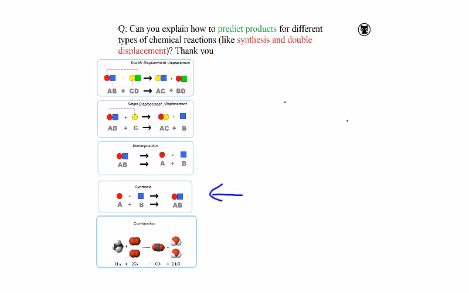The fourth box is synthesis reaction, and is the opposite of decomposition reactions, for it is a type of reaction in which multiple reactants combine to form a single product. And finally, we have combustion reactions. These reactions occur when a hydrocarbon, a compound containing hydrogen and carbon, reacts with oxygen to produce carbon dioxide and water. Now that we know all the types of reactions, let's predict some products.